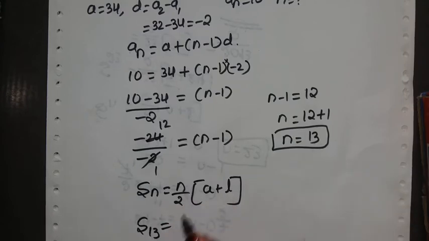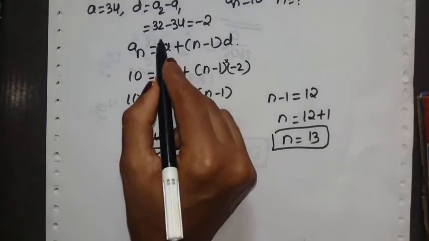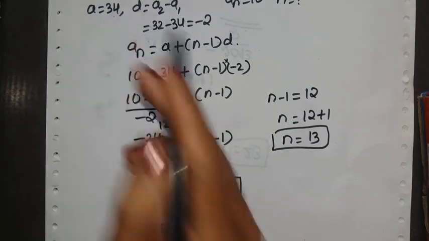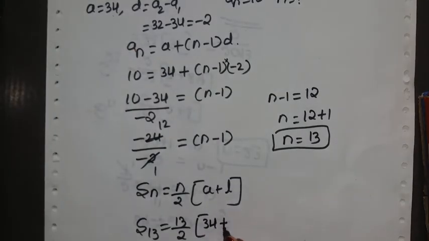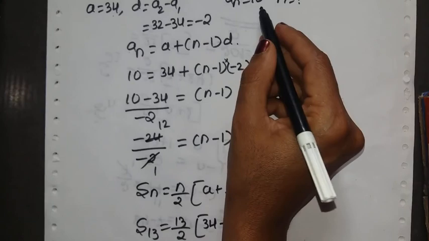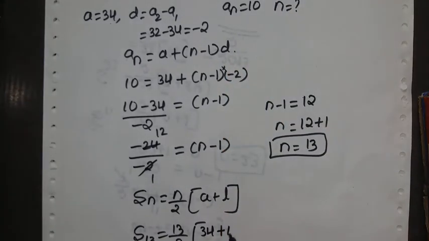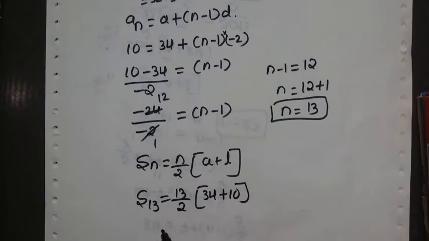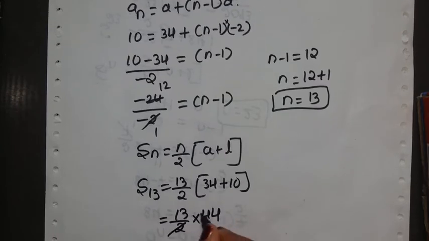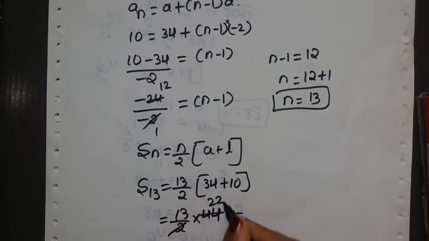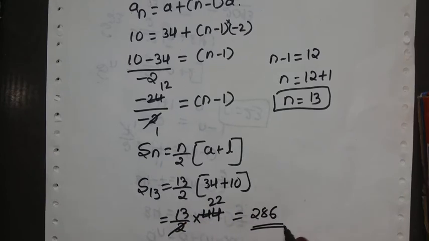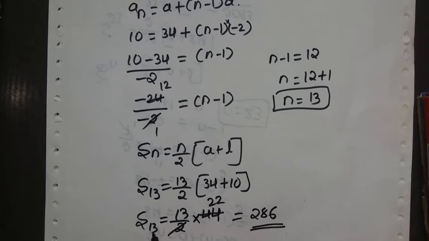Yes, n is 13 by 2. The a is first term, that is first term is 34 plus of l is last term, that is 10. Okay, then on adding all these, 13 by 2 into 34 plus 10 is 44. So this is 2 twenty-twos are 44. So 22 into 13 is 286. This is the sum of the 13 terms of the given AP.